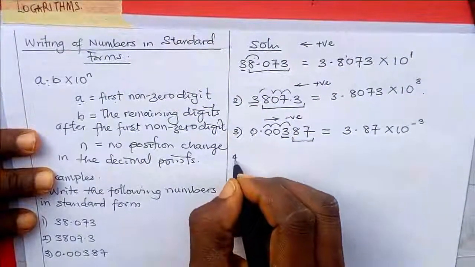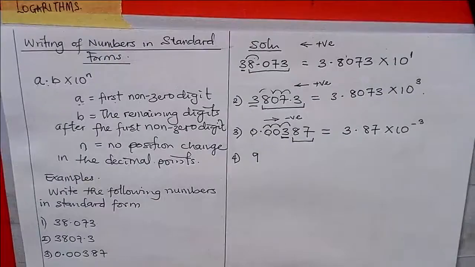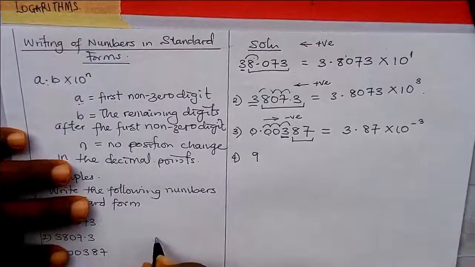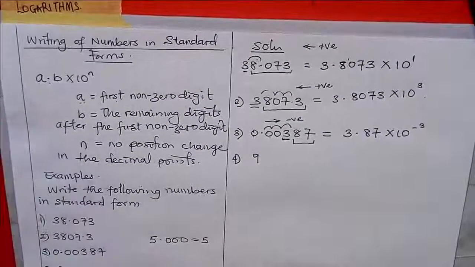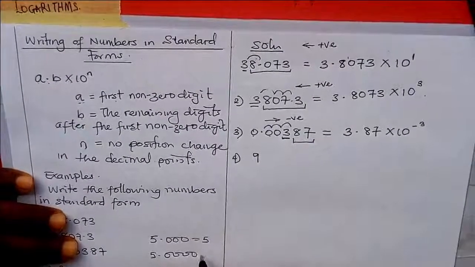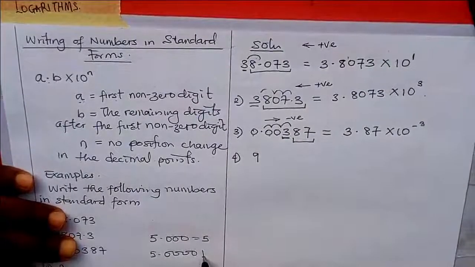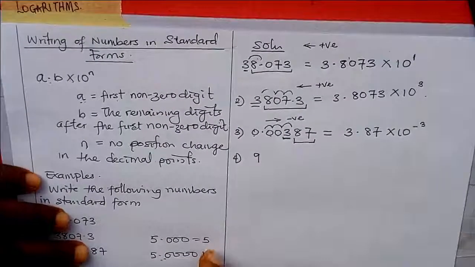Then Question 4. So 9. In mathematics, you can try that by pressing 5.000 equal on your calculator, and it will tell you it equals 5. So the zeros at the back of the decimal point don't have any significance, they don't add anything, except if you have 5.0000 and there is another number of significance at the back. But once the last numbers are 0 and there's no other significant number at the back of that 0, it still equals this number.